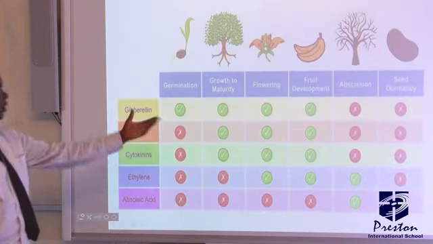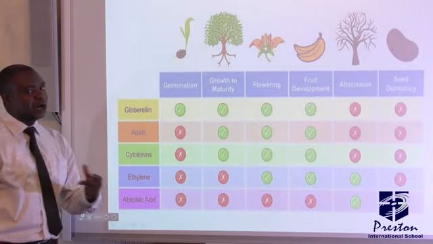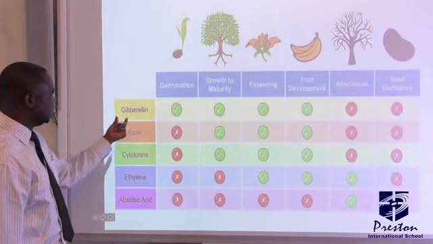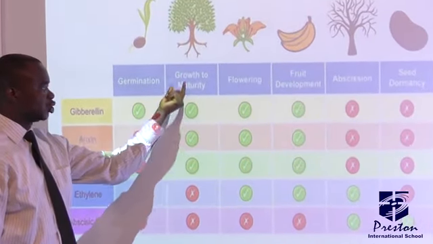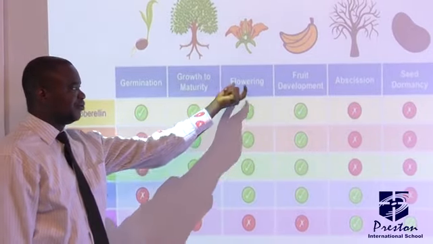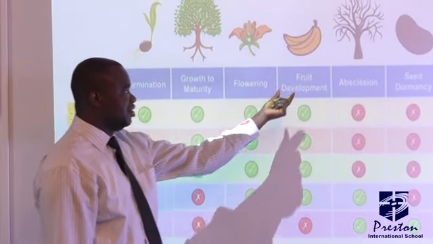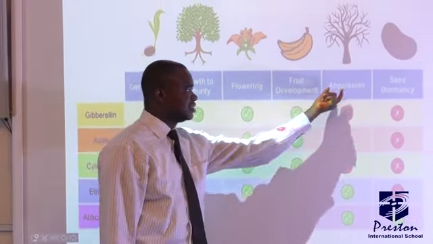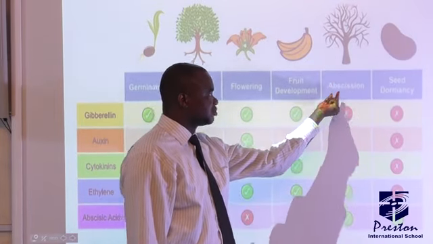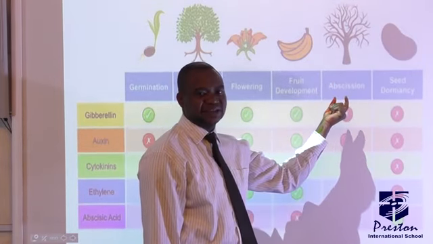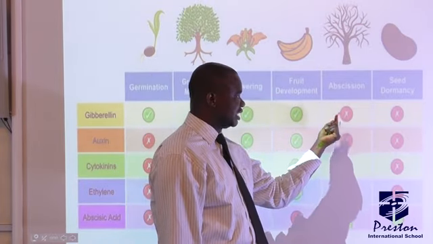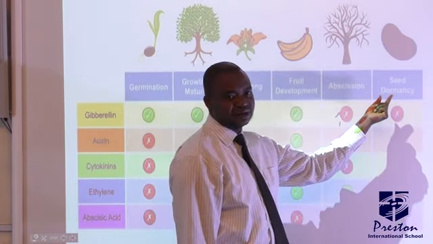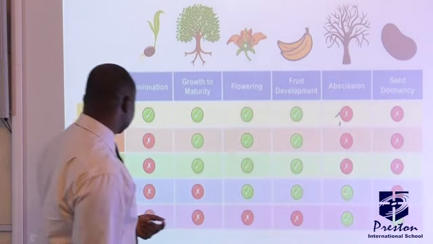Then, this chart will give us the idea of what I was saying about the function. Number one, gibberellin. In germination, it is essential. Growth to maturity, it is essential. In flowering, it is needed. In fruit development, it is needed. In abscission, abscission means aging of plant, in aging of plant, gibberellin is not required. You can see that. Then seed dormancy, you can see gibberellin is not essential.